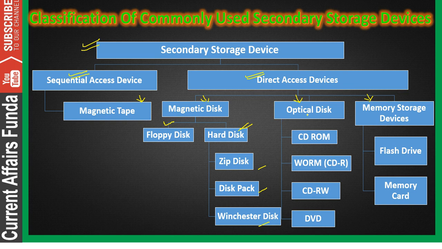And optical disk also has some categories, which are CD-ROM, WORM, CD-RW and DVD. And memory storage device also has two categories: flash drive, which is also called pen drive, which you all use, and memory card, such as in your phone or digital camera. So these come here. We will learn about all these devices in our next lectures. Now we are going to our first device, called the sequential access device.